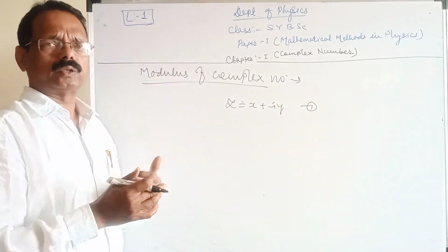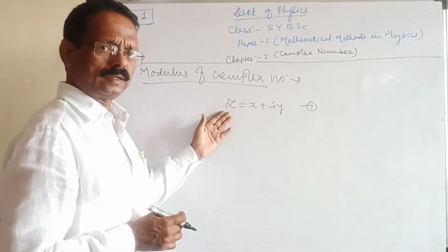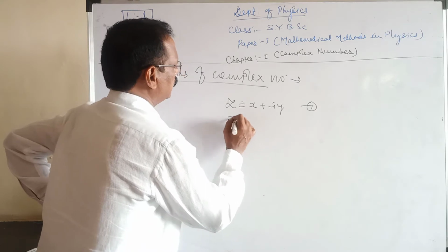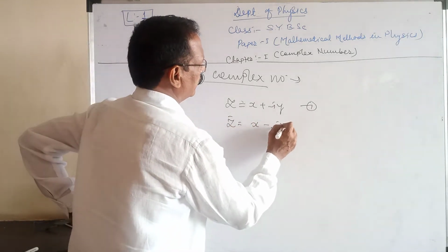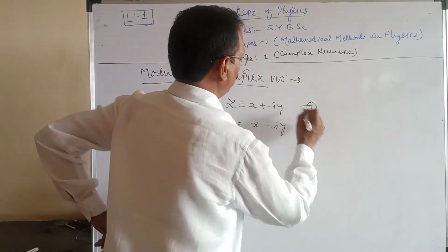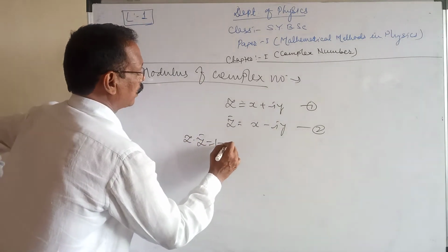Now what is the complex conjugate of the complex number? The complex conjugate of z is nothing but changing the sign of i. It is denoted by z bar. So z bar is equal to x minus iy. It is nothing but the complex conjugate of z. It is equation number 2. Then suppose z into z bar is nothing but the mod of z square.